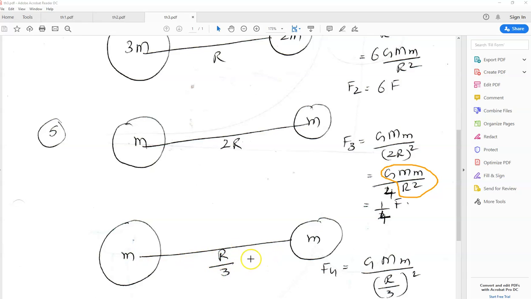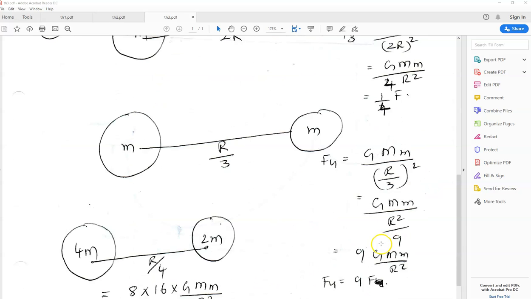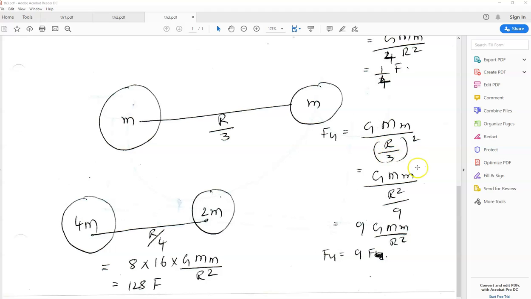Here I'm going to reduce the distance. Now the center to center distance is r/3. When you put that into the formula, you end up getting GMm/(r/3)². When you substitute and expand, the 9 will go into the numerator, and this bit GMm/r² is the force F, and the new force in this scenario will be 9 times this.